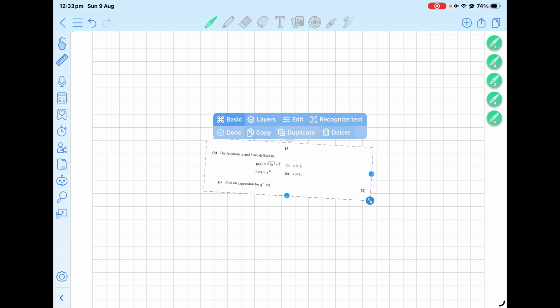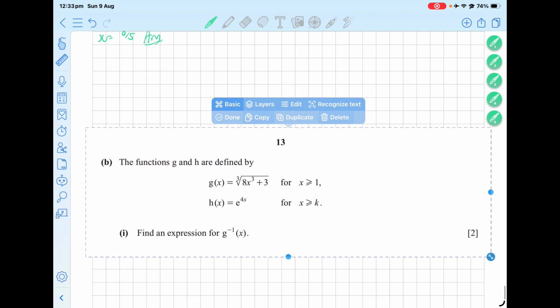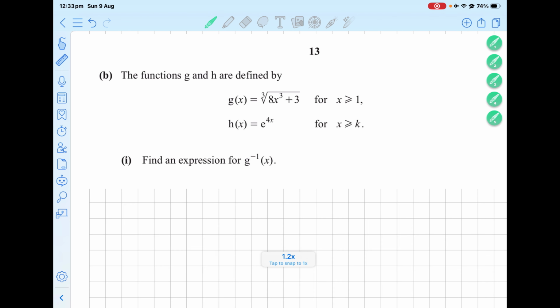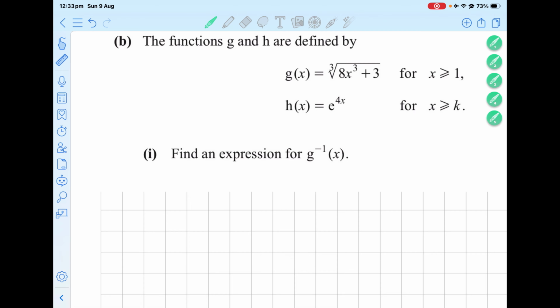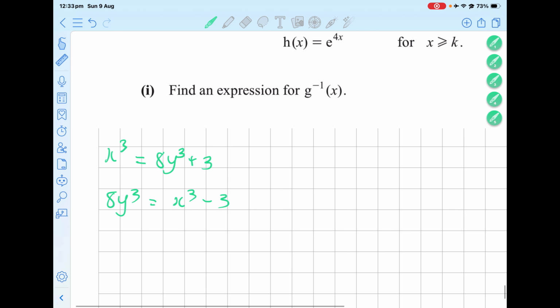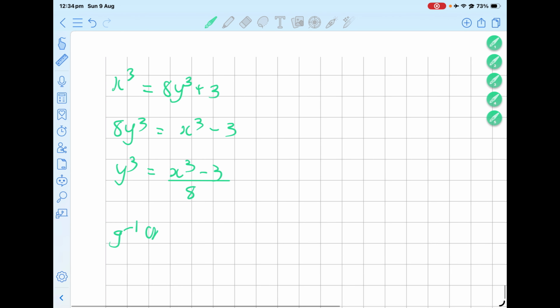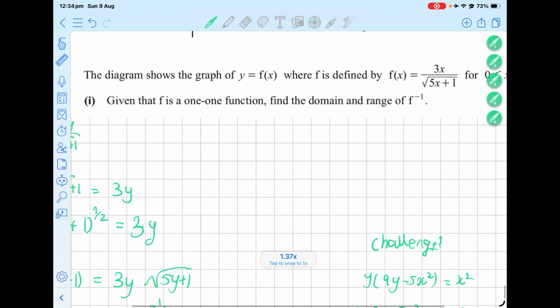So the functions g and h are defined by this. So what is the expression for this? I can say x cube is equals to 8y cube plus 3. So 8y cube is equals to x cube minus 3. So y cube is equals to x cube minus 3 over 8. So g inverse of x, and I think for this they wanted the domain and range.